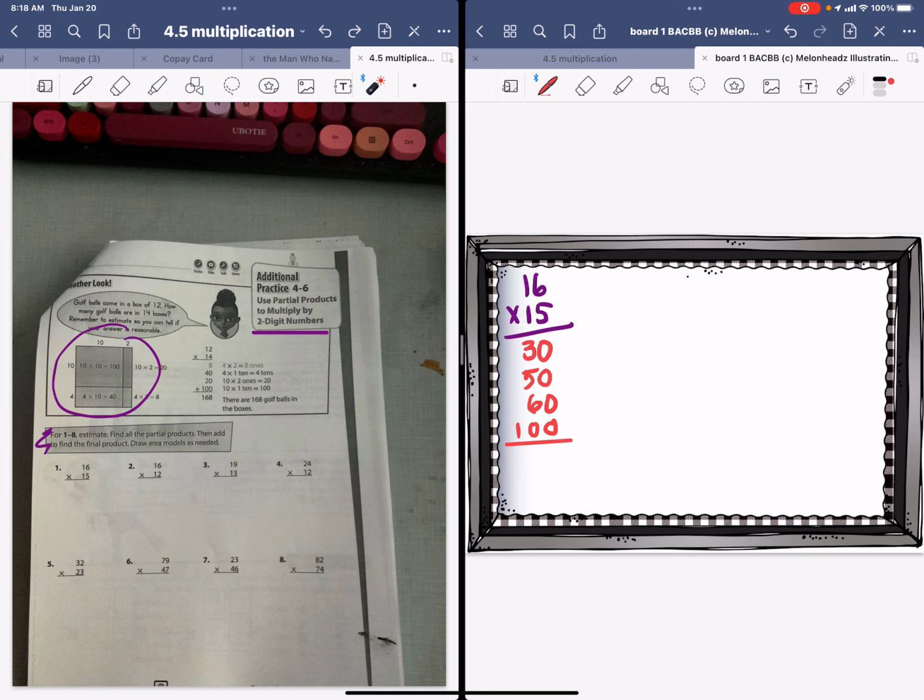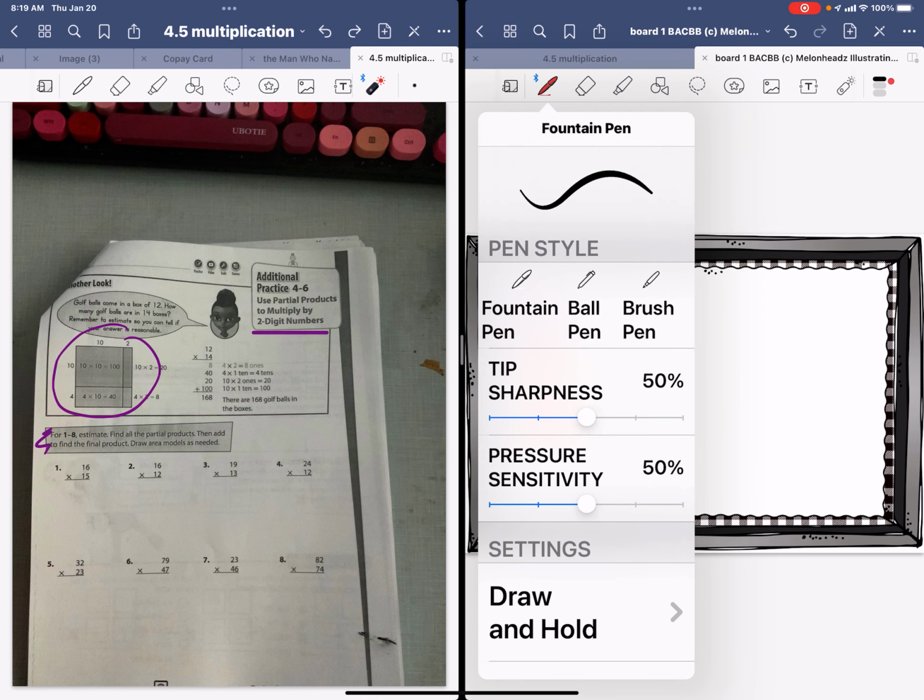Now, could we just add this up going down this way? Yes, we absolutely could. But the whole purpose in this lesson is that they're wanting to show us how to mentally calculate partial products, okay? So I'm back over here on this side. We're going to use the area model. Forgot where I was at for just a minute.